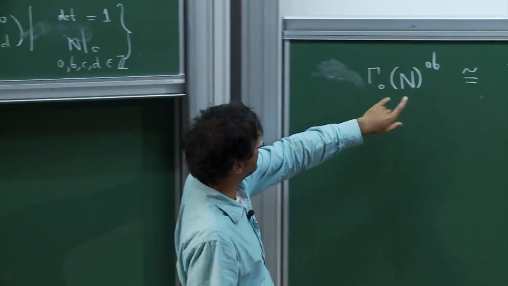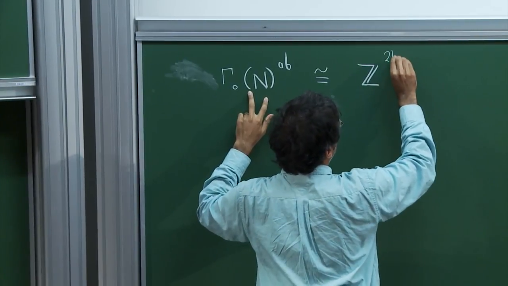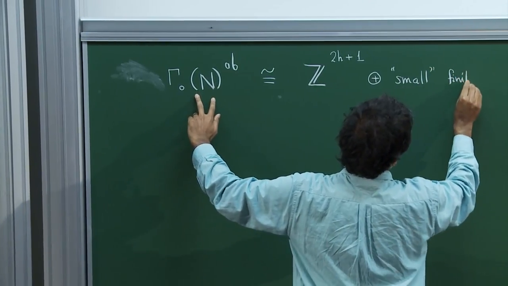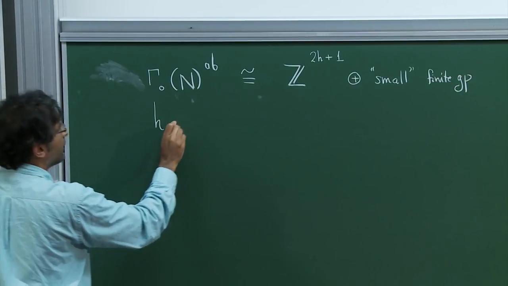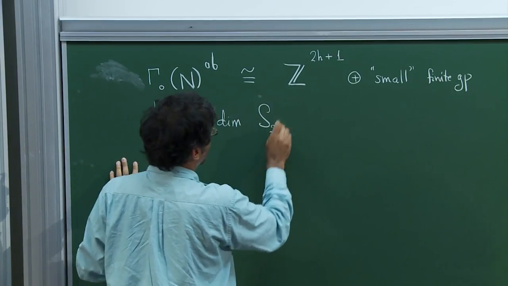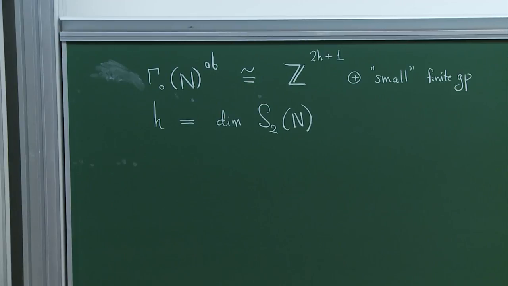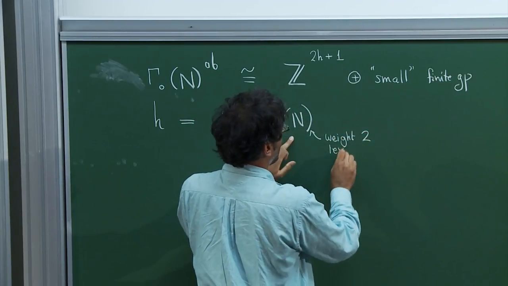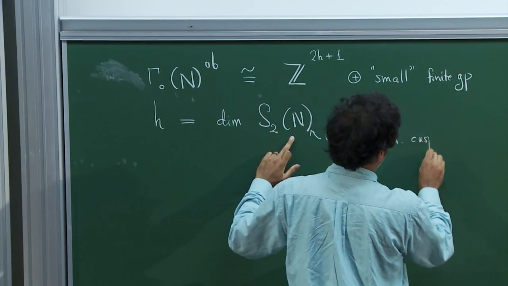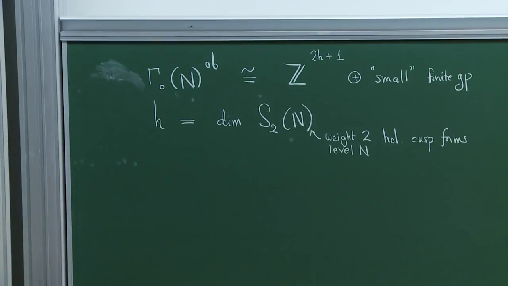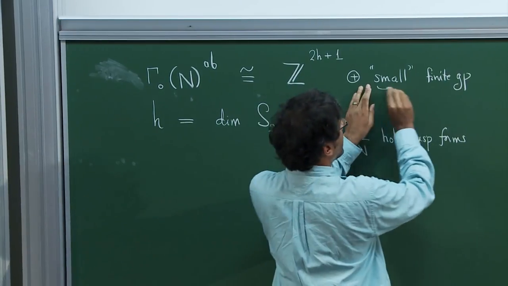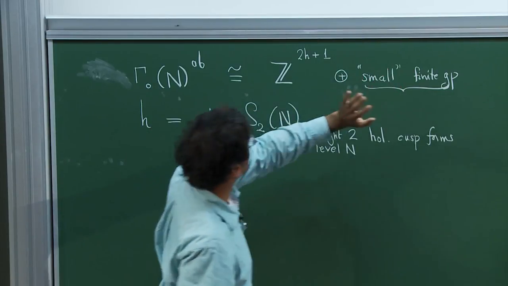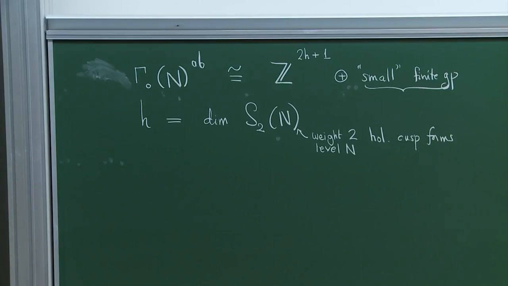the statement I'm about to make is literally right only when n is prime. But all right, so it's Z to the 2h plus 1 plus a small, in a sense I'll say, small finite group, and where h is going to be the dimension of the space S2 of n. So this means weight 2, level n holomorphic cusp forms. Okay, so I'm going to assume people are familiar with that definition. When I say a small finite group, in this case, what it means is that every element has order at most 6. Okay, so it really is very small, but in particular, it's at most 6 torsion.